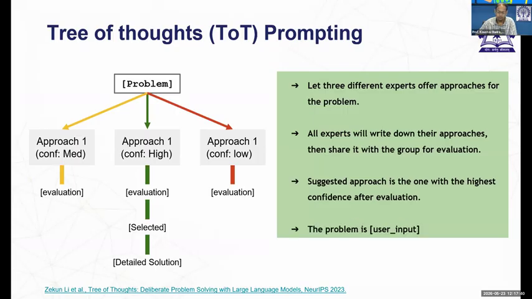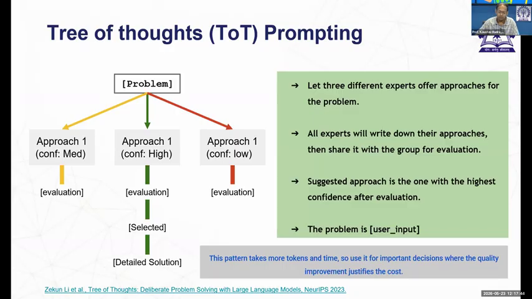So the problem is the user input. This pattern takes more tokens and time, so use it for important decisions where the quality improvement justifies it. If your problem is a complex process, like a planning process or a mathematical reasoning task, we can go with this kind of complex reasoning or prompting strategies.